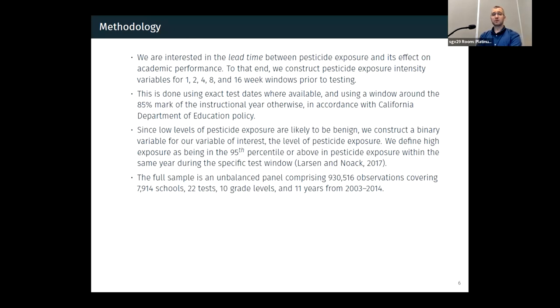In our final sample, we have school-level test score data for 7,914 schools, 22 different tests conducted over 10 grade levels, and 11 years of data covered from 2003 to 2014. We had to cut out data after 2014 because testing standards in California had been changing, so the STAR program had been discontinued that year. Earlier data are not digitized. The STAR program initially started in 1999.